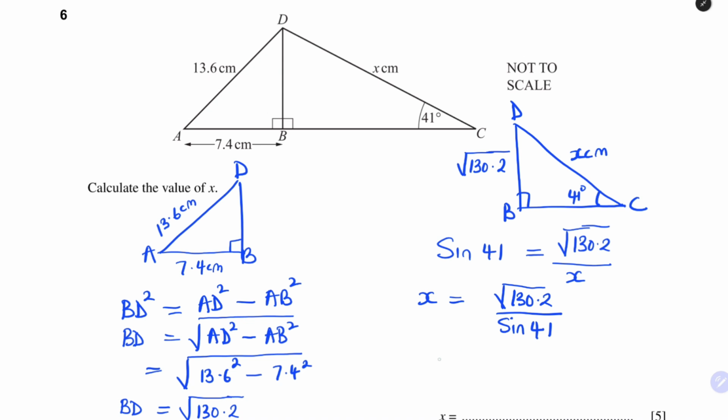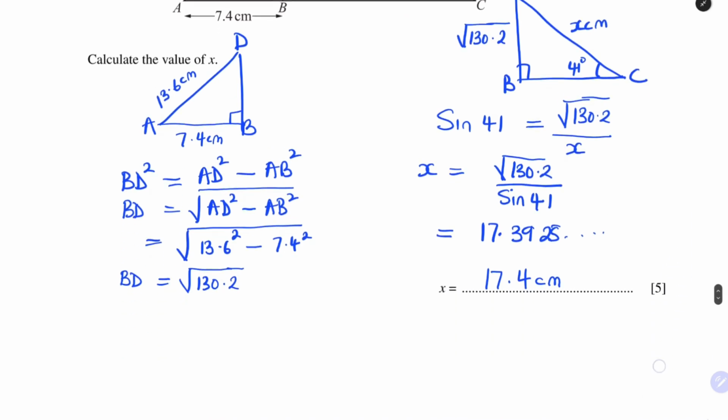Okay, so if we evaluate this, we're going to have 17.3925 and so many other digits. To three significant figures, we have 17.4 centimeters. Our X is going to be 17.4 centimeters.